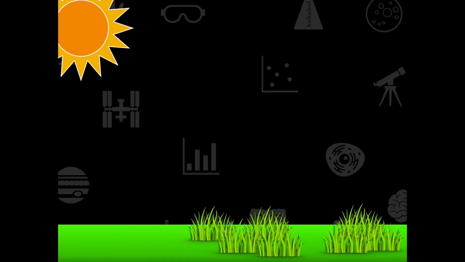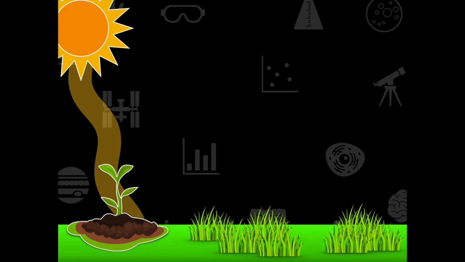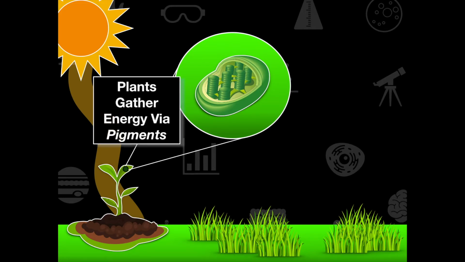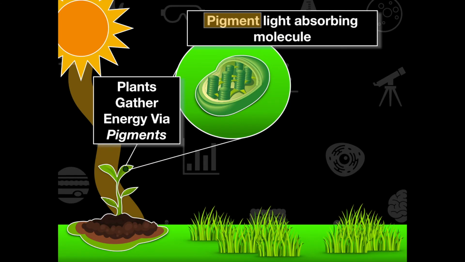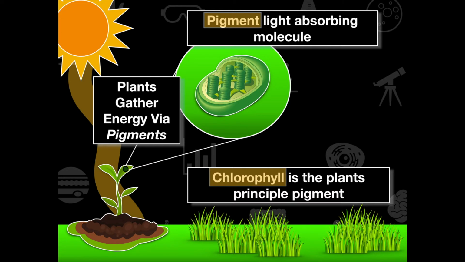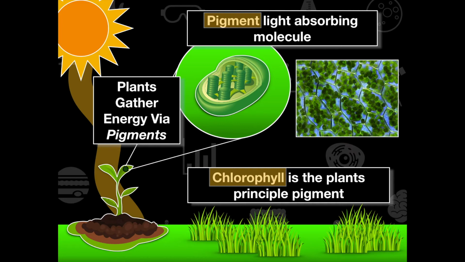And if we look inside our chloroplast here, we're going to see our chlorophyll. So light is going to shine down on the plant, and our chlorophyll within our chloroplast is going to collect that light energy. It's going to gather the energy via these pigments, and a pigment really is just a light-absorbing molecule. What the pigment does is allow us to capture that energy and transfer it into chemical energy. So when we talk about chlorophyll, chlorophyll is the plant's principal pigment. We can see that in this picture here. It's important for us to understand this because chlorophyll is what gives the plant its green color.